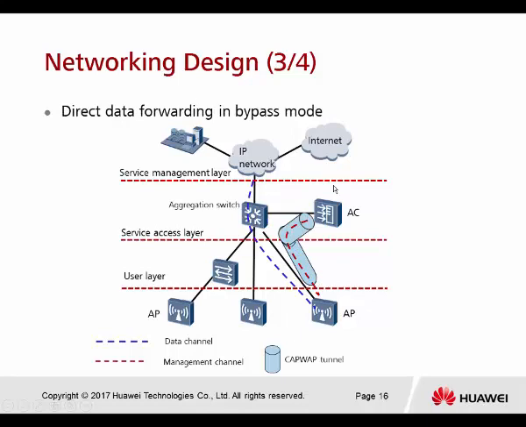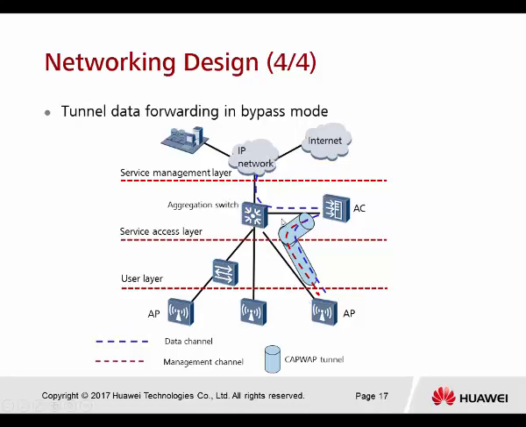Okay, so the next one, direct data forwarding in bypass mode. In bypass mode, only the management frames used by the controller and the AP, the access point, will be delivered into the tunnel. The user data can bypass the AC, so the traffic can go directly to the gateway and to the internet. It doesn't need to go back to the controller, except when we're using tunnel data forwarding.